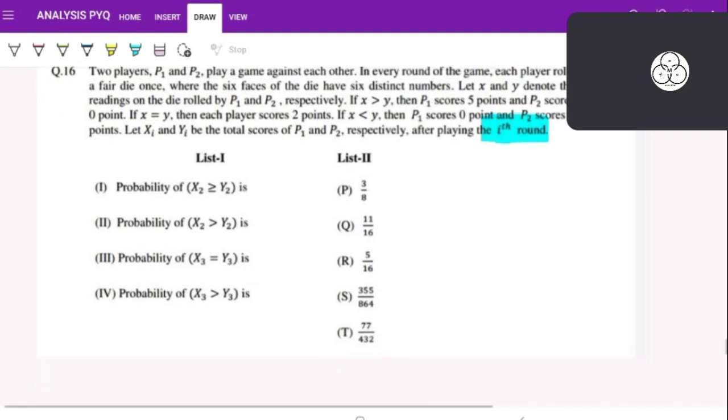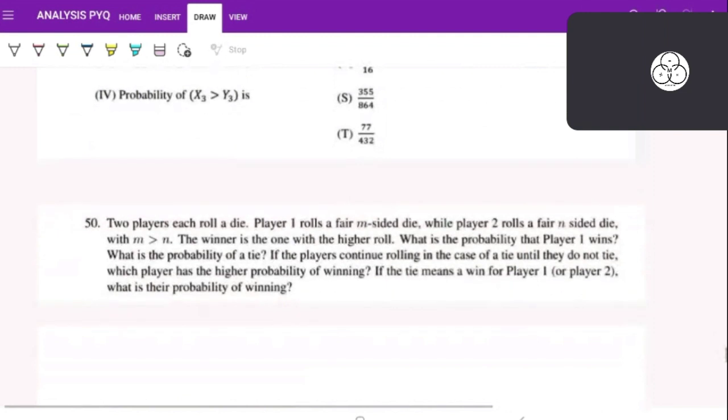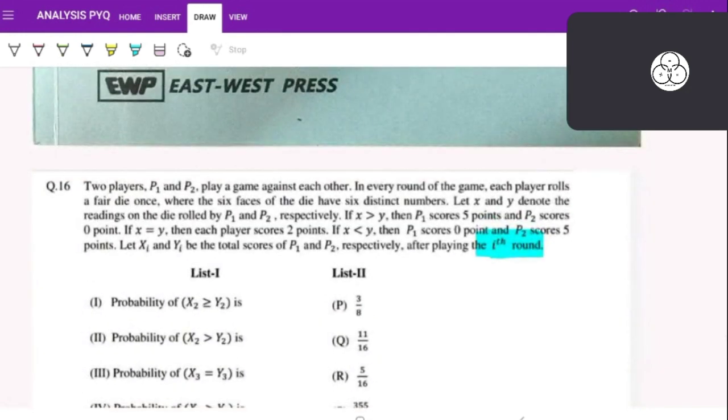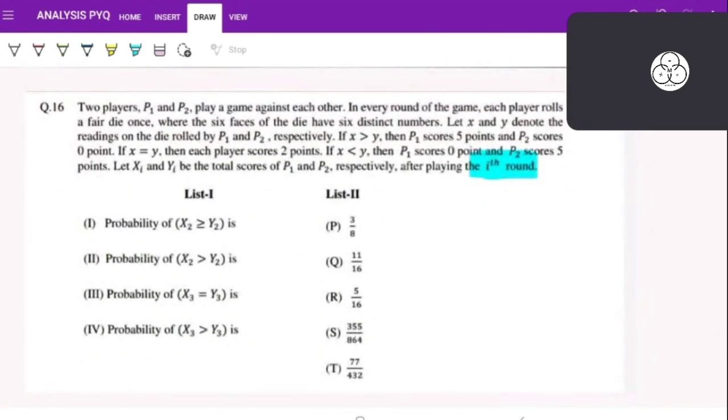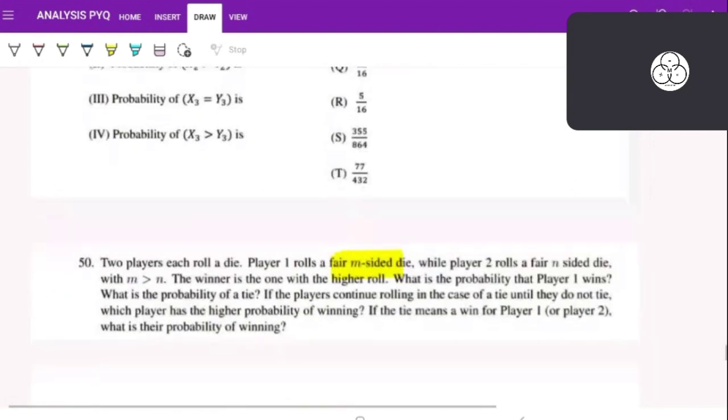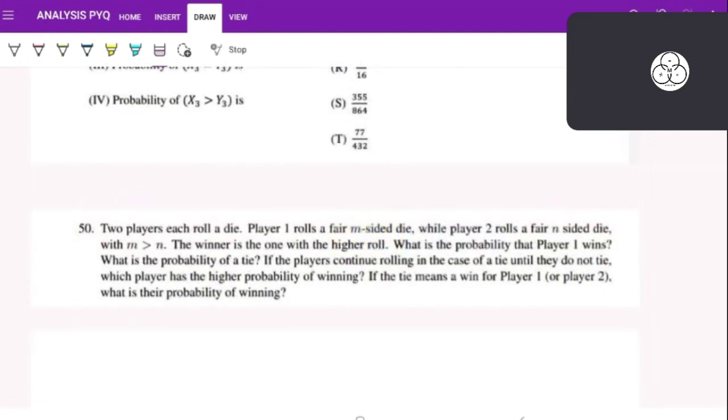Again, this is the closest problem that I found on the internet. This is from an Olympiad book. Two players here, roll a die. Game of die. Perfect. Player 1 rolls a fair M-sided die. Here, the catch was that if both players were throwing a standard die, or dice with the same number of sides, nothing would be mentioned.